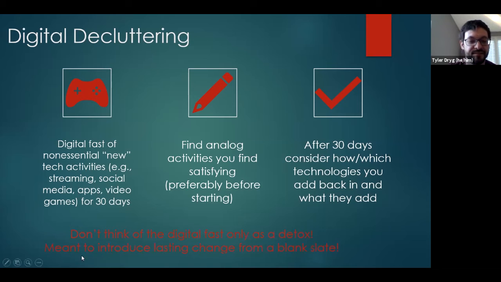So again, what Newport advocates is not thinking of the digital fast as a detox. It's not like you're going on a diet and then you're going to completely add everything back in. It's not a temporary thing. It's supposed to have this intentionality to it where you're being very focused on how you're using a service and what use that fulfills for you, and then really radically rethinking your relationship with that technology.